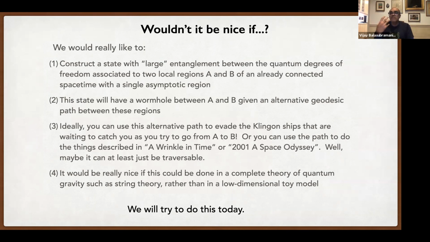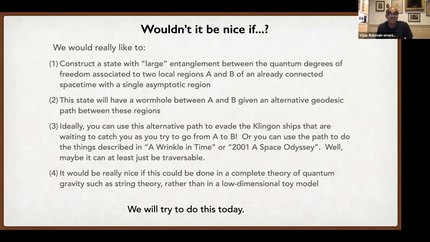So if I really believe that entanglement is somehow related to connectedness, then, well, there's a new connectedness. It's not the connectedness that was already there. So we should imagine that this entanglement that I put in by hand into the state should lead to a wormhole between A and B. And by wormhole between A and B, I don't mean a small quantum wormhole. I mean something that gives me an alternative geodesic path between these regions. They were already connected, so there was some path between them.